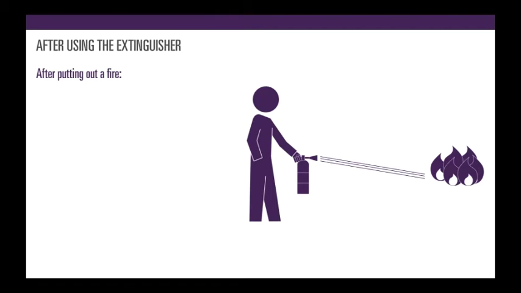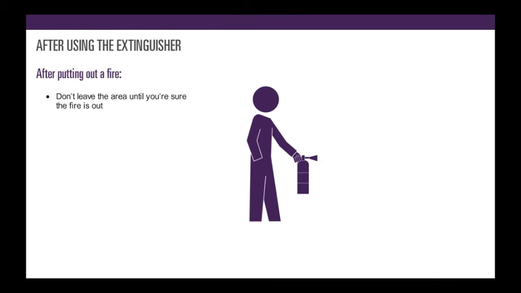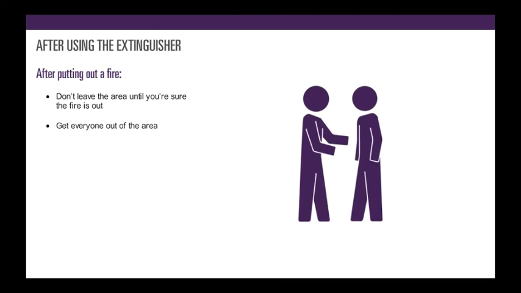After you've put out the fire, don't leave the area until you're sure the fire is out. Once you're sure the fire won't restart, get everyone out of the area. Then, ventilate the area. After you're sure everyone is safe, you'll need to report the fire to the case manager or supervisor. Every fire must be reported, even if you put it out.